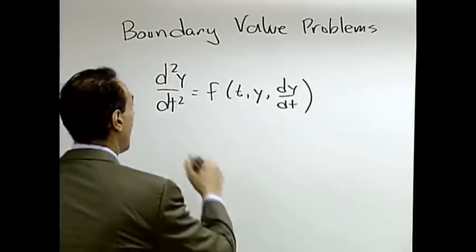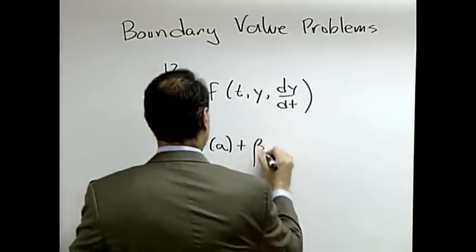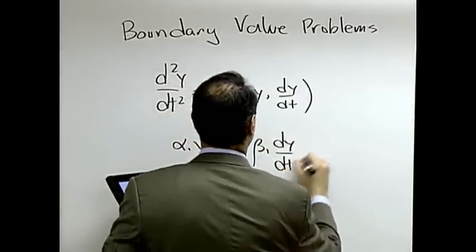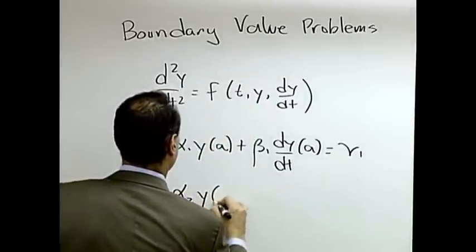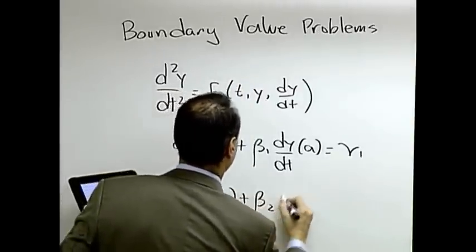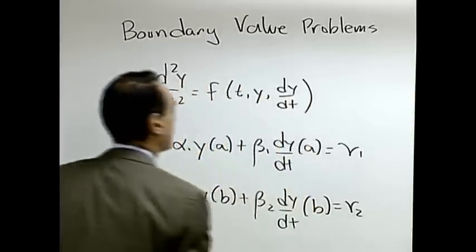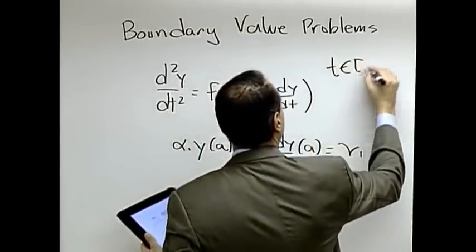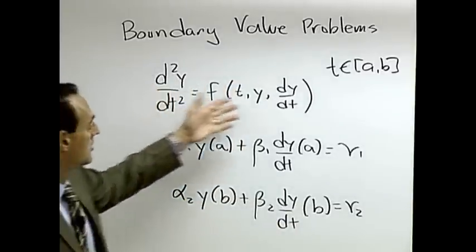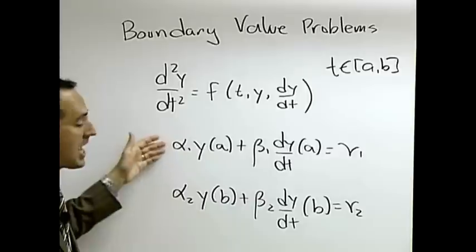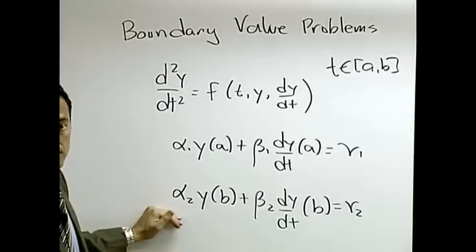And now what the boundary value problem has is something like this. You specify some endpoints. So I'm going to solve this differential equation from time in some interval, let's say a to b. Okay. So I'm going to solve this thing from time a to b, and at time a, I impose this condition, and at time b, I impose this.